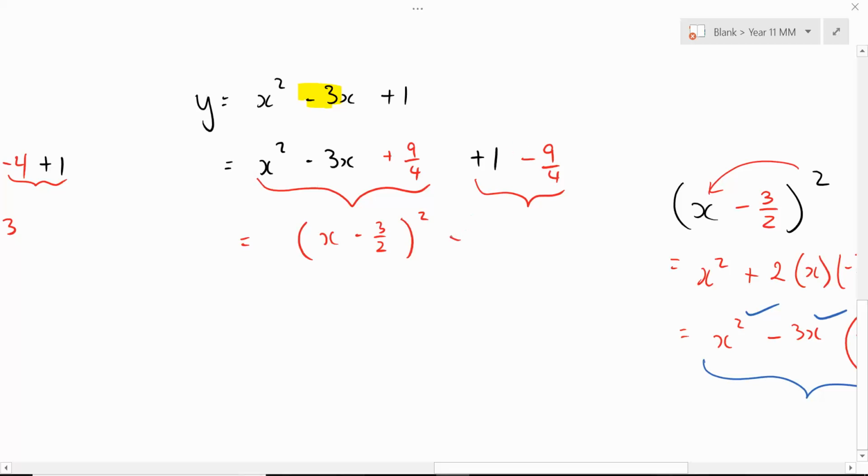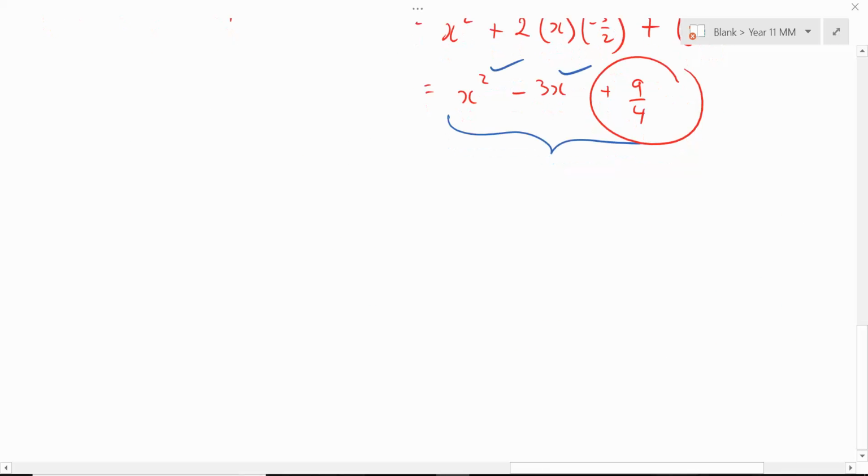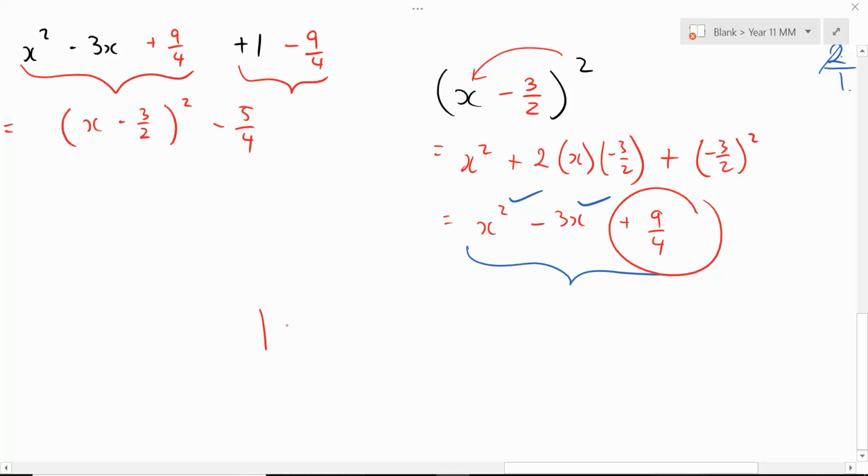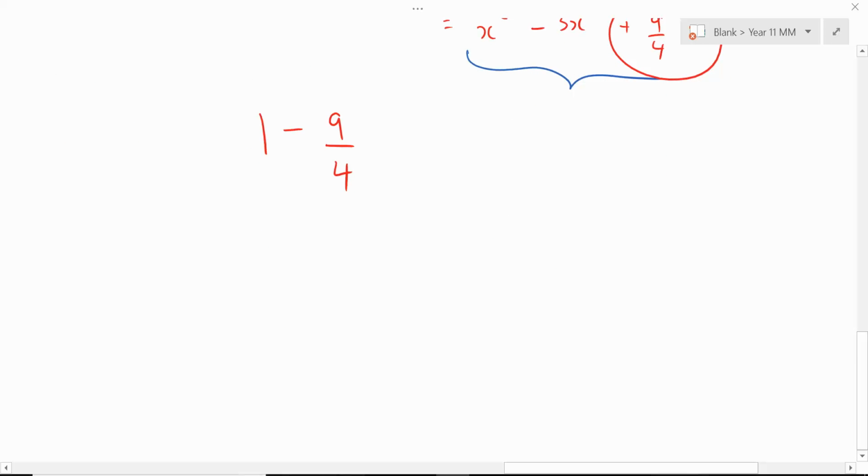I know the answer is negative 5 on 4. Okay, and how do you do that again? Let's just revise our fractions: 1 minus 9 over 4. How do you do fractions again? 1 can be written as 1 over 1.